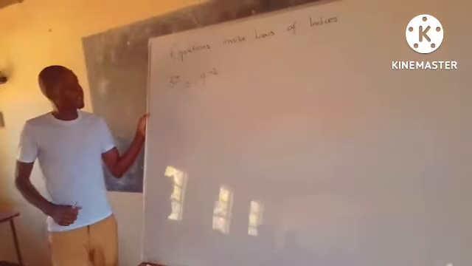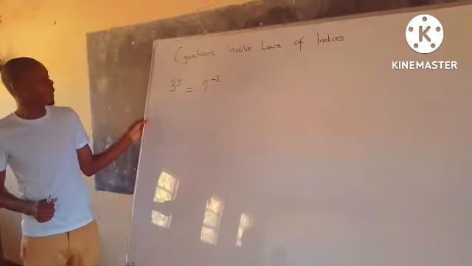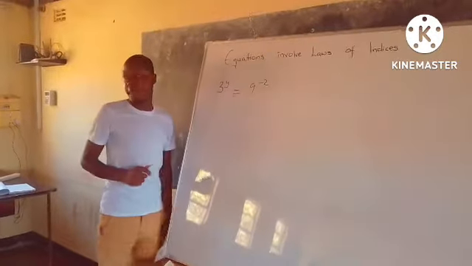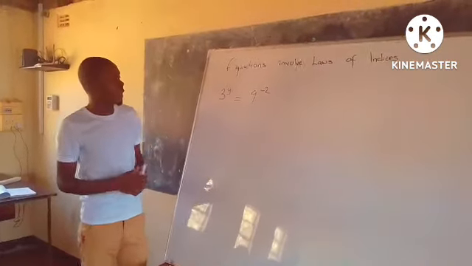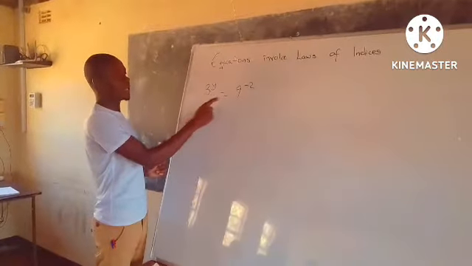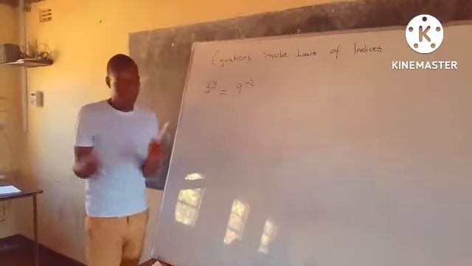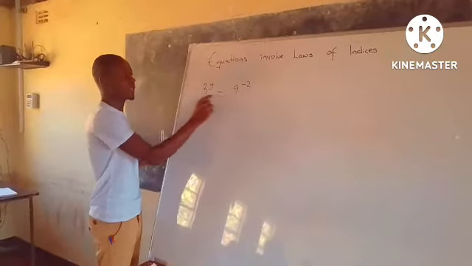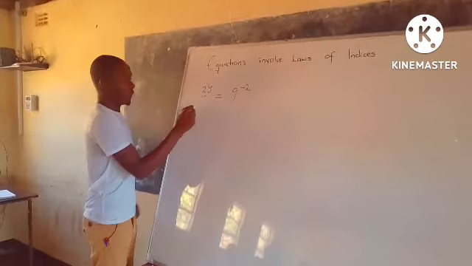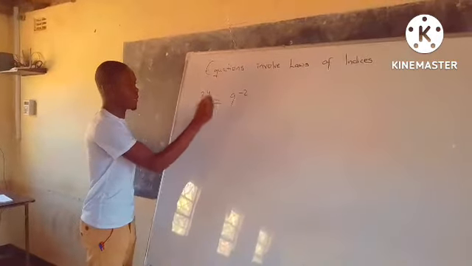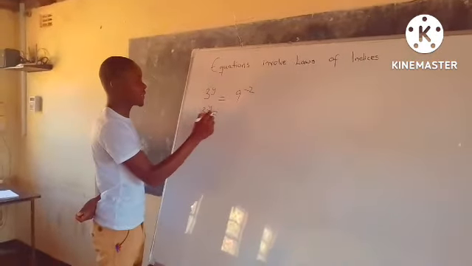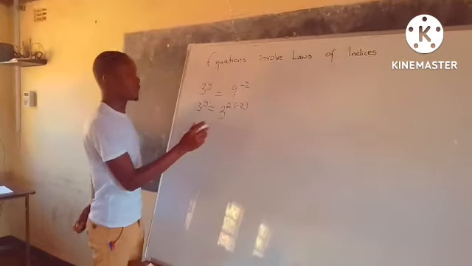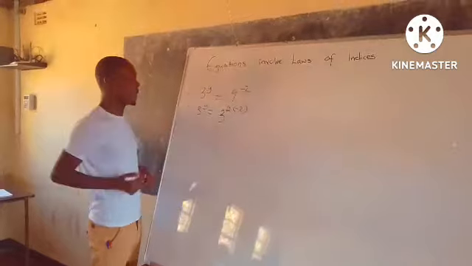Proceed, guys. Here we have got another example. 3 to the power of y is equal to 9 to the power of minus 2. Here we have got base 3 and we have got base 9. So in order to solve for y, we need to convert 9 to base 3. We know 9 is 3 to the power of 2, so multiply again by negative 2 since we have got another power here.